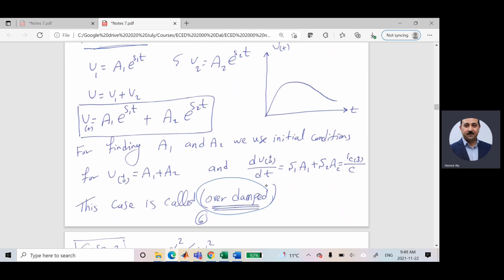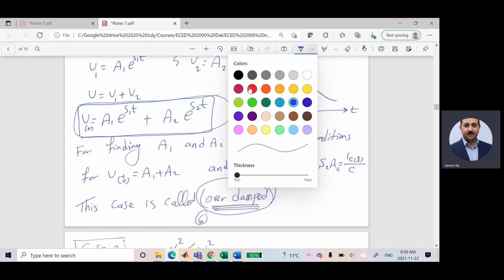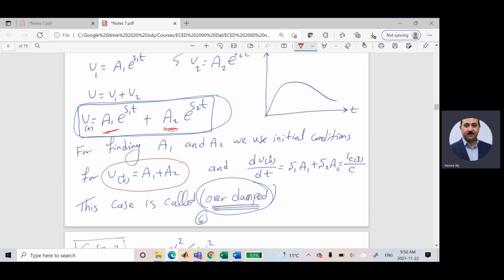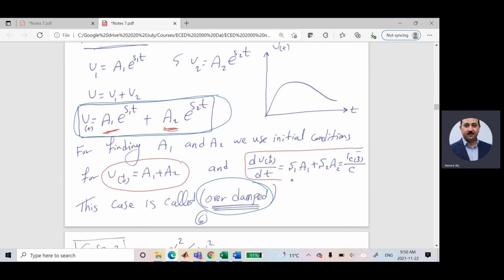so we are talking about a case which is called overdamped, and the equation for the voltage is V of t is equal to A1 times e to the power s1t plus A2 times e to the power s2t. And for finding the values of A1 and A2, we use the initial conditions, V of 0, which is equal to A1 plus A2, and dV of 0 by dt, which is equal to S1 A1 plus S2 A2, which is equal to the initial current in the capacitor divided by the capacitance.